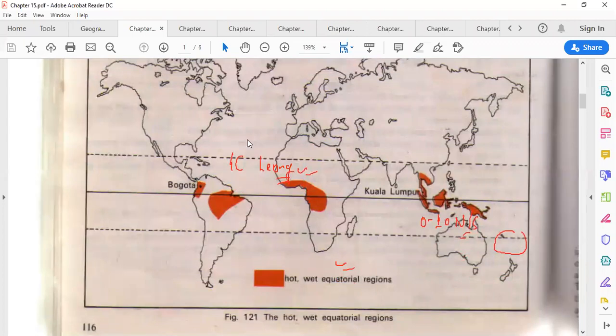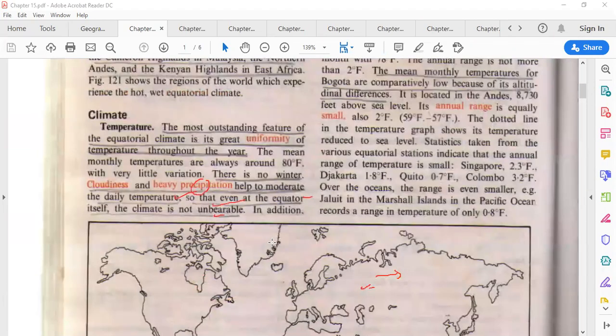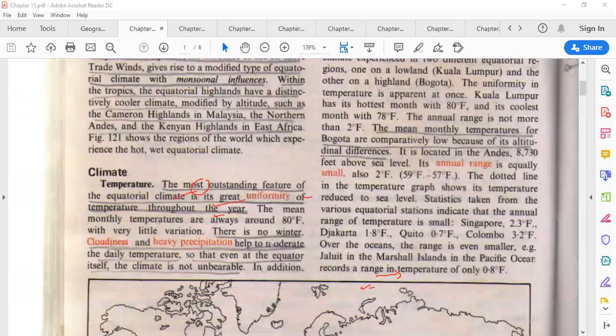You can see even in Bogota, Bogota is the capital of Colombia. These areas of Brazil and other adjoining countries, apart from that, these areas which are around 10 degree north and south. These areas are hot, wet equatorial region where you have rainfall all around the year. Every day you'll be having rainfall, right? So the climate is very humid in nature. You can go through the GC Leong chapter, which is of part 2, if I'm not wrong.